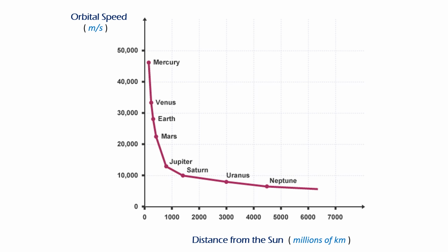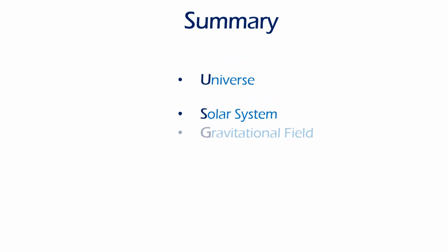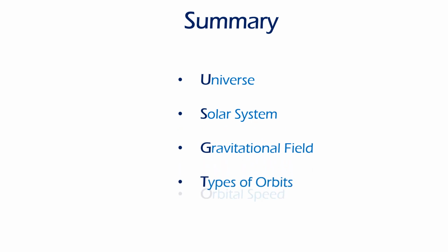This brings us to the end of the first episode. So we looked at the universe, the solar system, the gravitational field, the types of orbits, and the orbital speed.